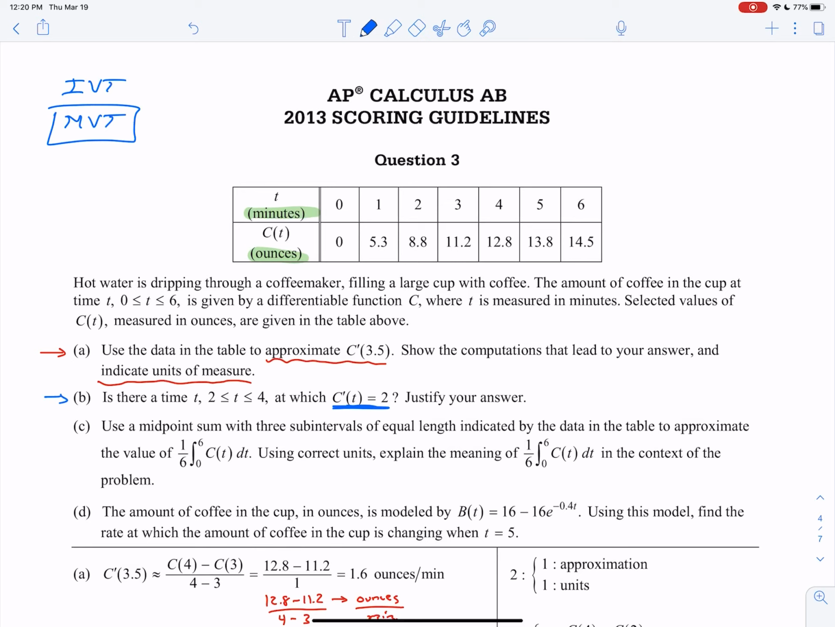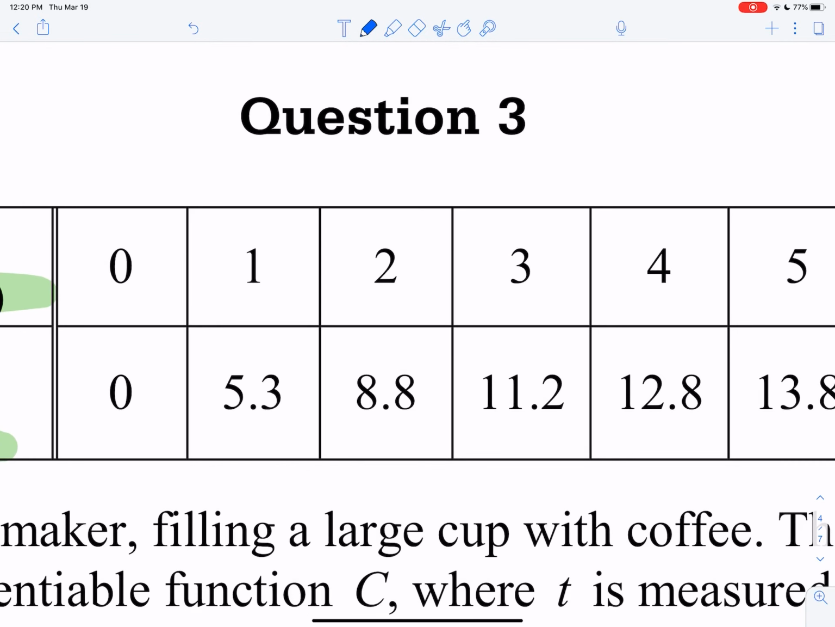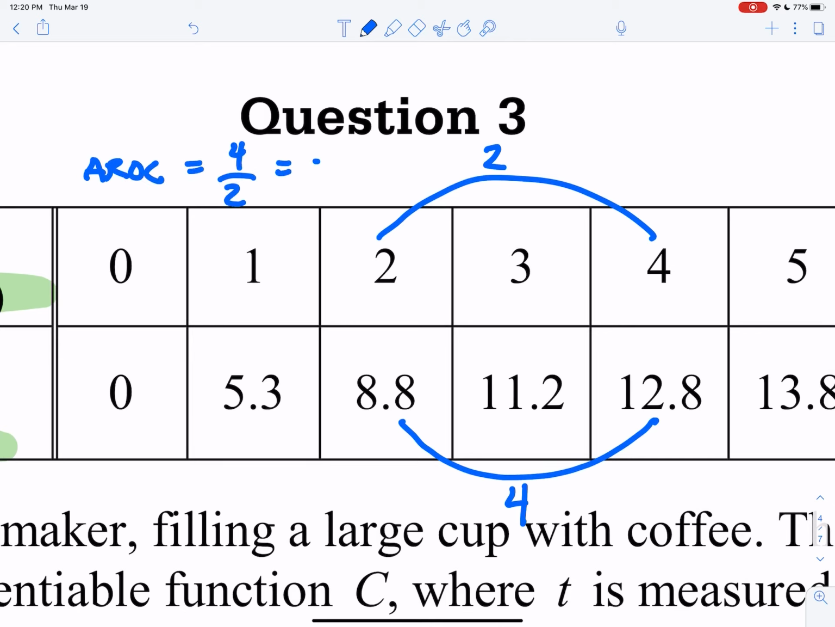So what I'm going to do is, MVT is pretty much the conclusion of it is where the average rate of change is equal to the instantaneous rate of change, or where the secant line is parallel to the tangent line here, okay? So pretty much what they're telling me to do is, is it possible for an average rate of change to come out to 2? So we're only looking from 2 to 4, okay? So from 2 to 4, I noticed that if I subtract 12.8 and 8.8, I actually get 4. And if I subtract 4 and 2, I get 2. So the average rate of change here is basically 4 divided by 2, which comes out to 2.